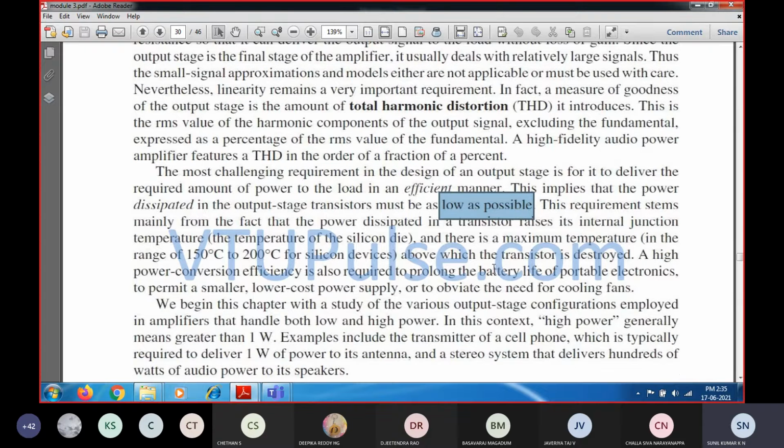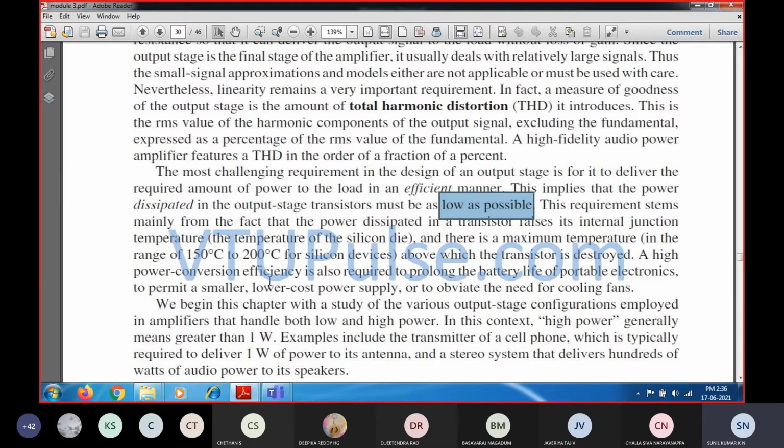And because of that, whenever power dissipation occurs, in reverse bias operation it is going to increase the junction temperature. The maximum temperature it can withstand is 150 to 200 degrees Celsius for a silicon device. For small signal transistors, it is going to be less than 150 degrees Celsius. For these power transistors, meant for maximum power transmission, the maximum temperature withstand capability will be greater, 150 to 200 degrees Celsius.